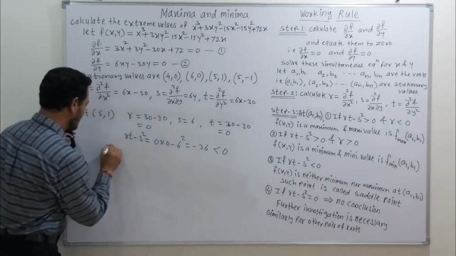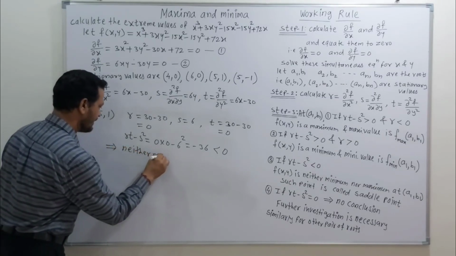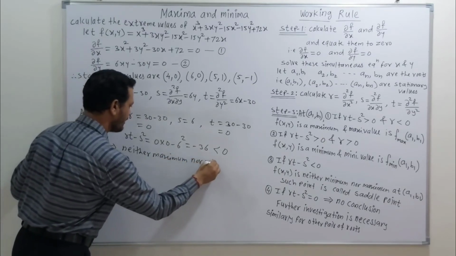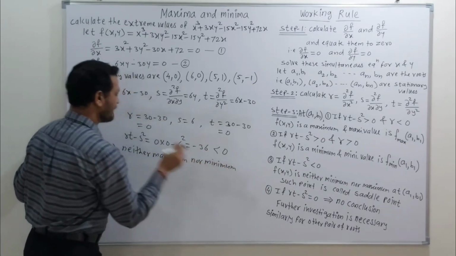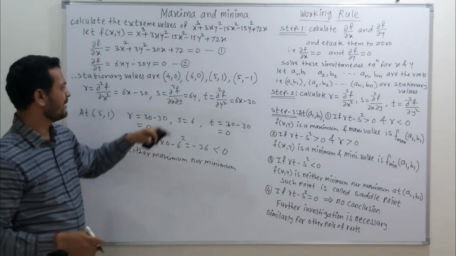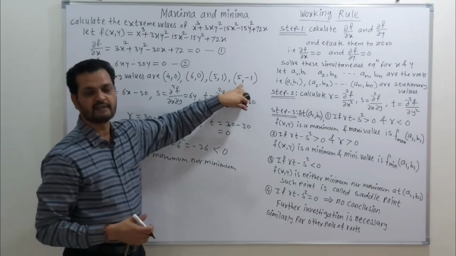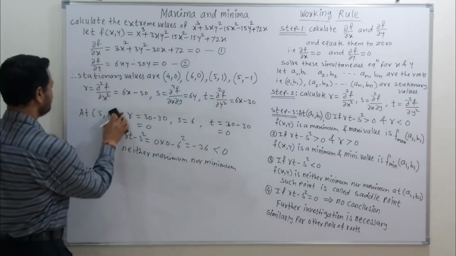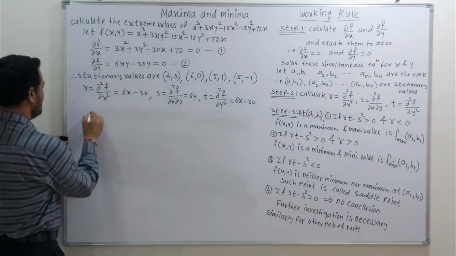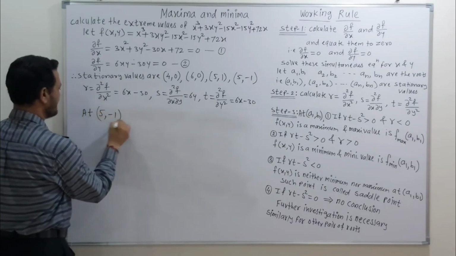So this indicates that given function is neither maximum nor minimum. So this is the third case. So we find the maximum and minima at the third stationary point. So let's find out the maxima and minima for the fourth stationary point. So now friends, here fourth stationary point is, at the point 1 and minus 1.